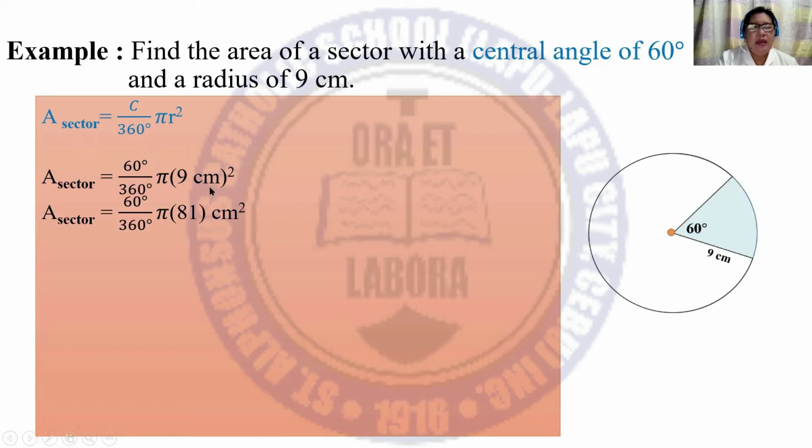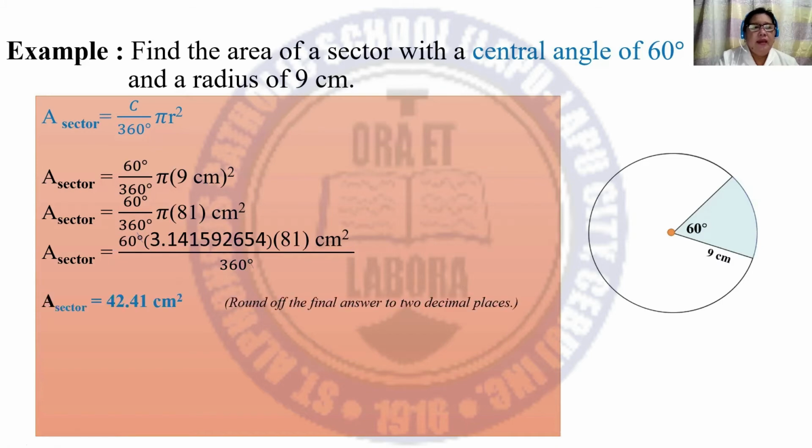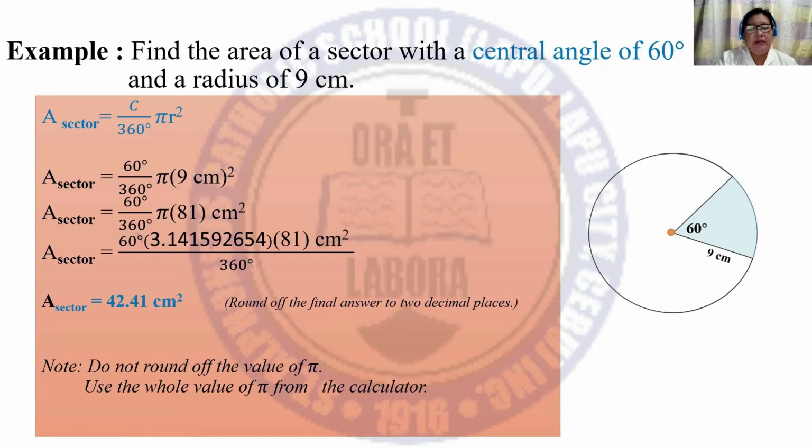The square of cm is cm squared. Then take the value of pi, which is equivalent to 3.141592654. And then you can cancel the degree unit. And the result now is 42.41 cm squared. So the area of the sector is 42.41 cm squared. Take note, do not round off the value of pi. Use the whole value of pi from the calculator.